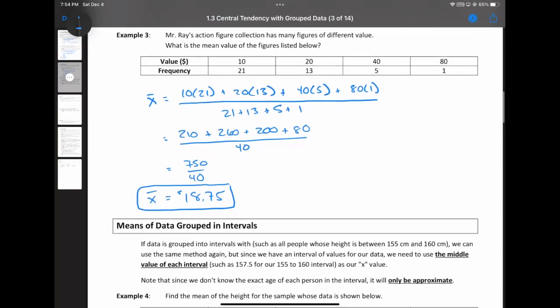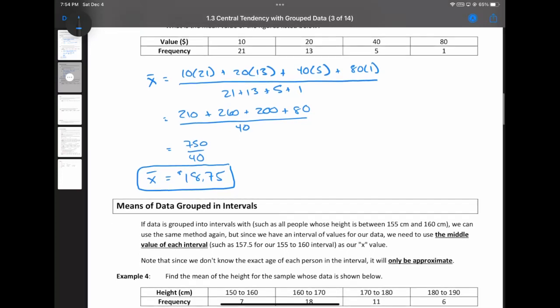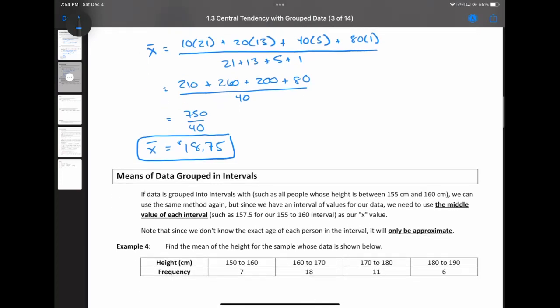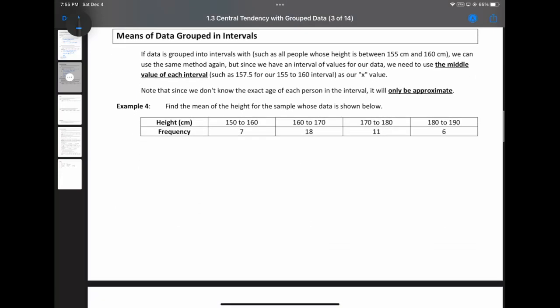Okay, means of group data in intervals. So this is something that is very similar to what we just did above. The difference is I'm not saying I have 7 things. Now in this case, it's the height of, I didn't say what the height was for. Let's say it's people in my class. Okay, so we've got heights of different people here, and we know that there are 7 people between 150 and 160 centimeters.